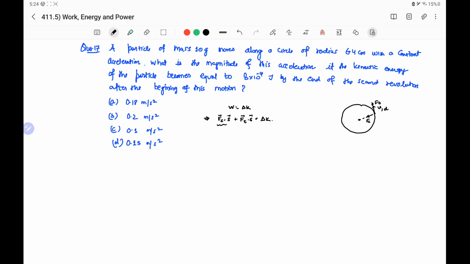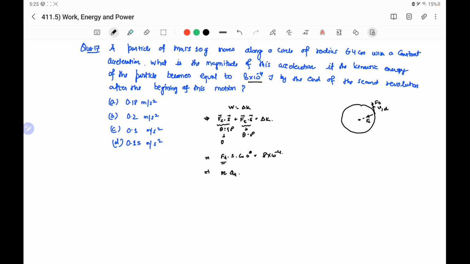Because the centripetal force and displacement have an angle of 90 degrees, and the dot product for a 90 degree angle is 0, and the angle between the tangential force and displacement is 0 degrees, we can write Ft into S into cos 0 degree, which will be equal to the change in kinetic energy, which is given as 8 into 10 to the power minus 4 joule.